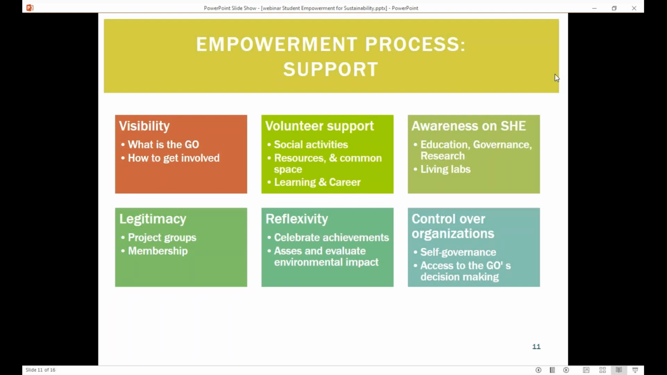And then the sixth element is control over organizations. So this means that you have access to decision making and that you have actually power over the organization itself, like the organizational structure and activities. And in the project groups of the Green Office Utrecht, this was good because they're kind of self-governing. But in none of the three Green Offices did the volunteers have access to the decision making of the Green Office. So they could not really decide anything on the bigger activities. And if this would be the case, it would help as well for the empowerment process. So that was it for the empowerment process.